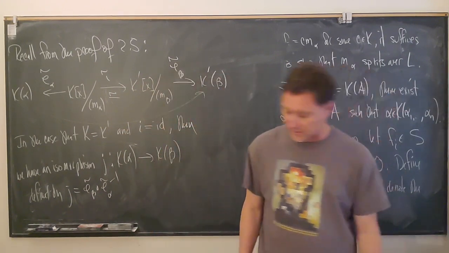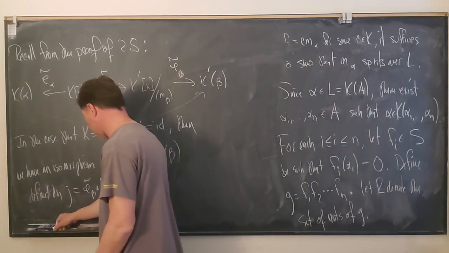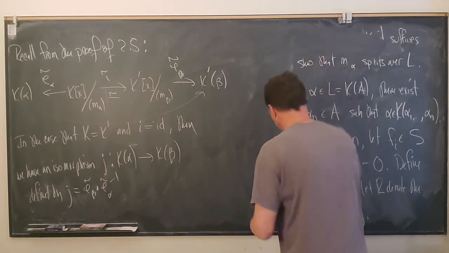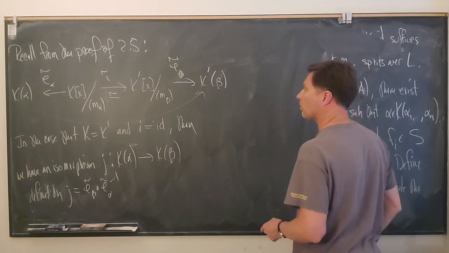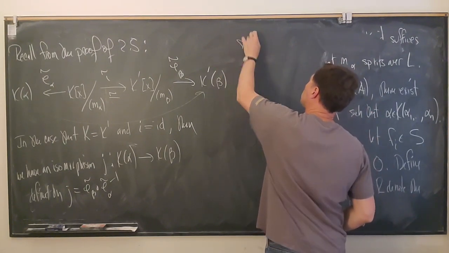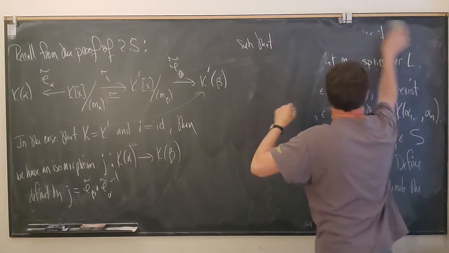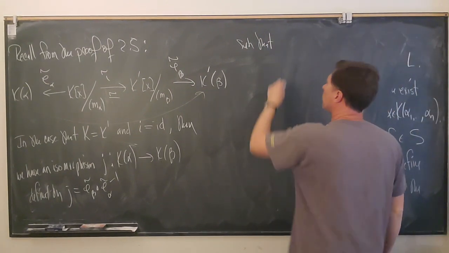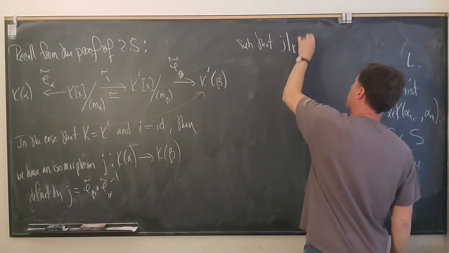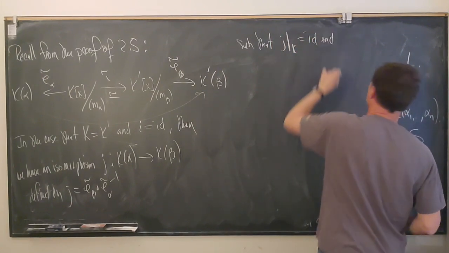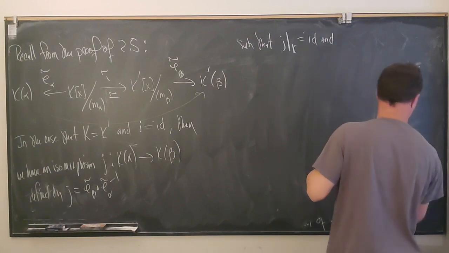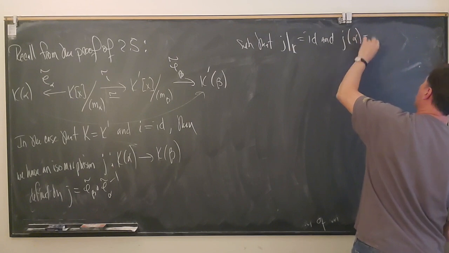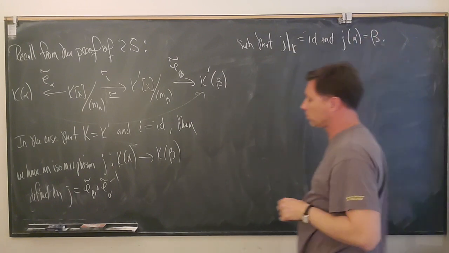And what is it? It's an extension of the identity that takes alpha to beta. So such that J restricted to K equals the identity, and J of alpha equals beta.